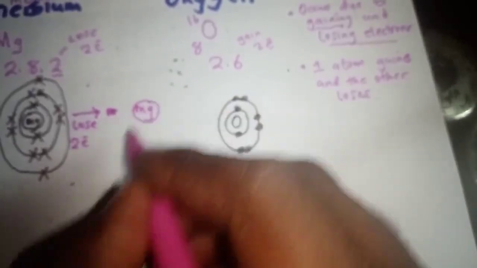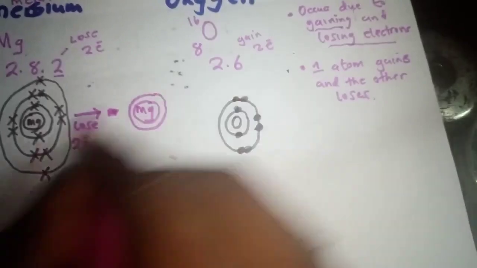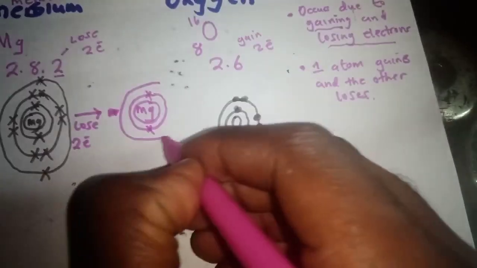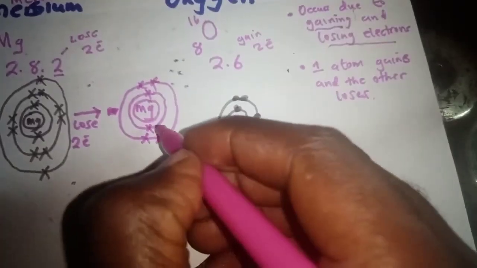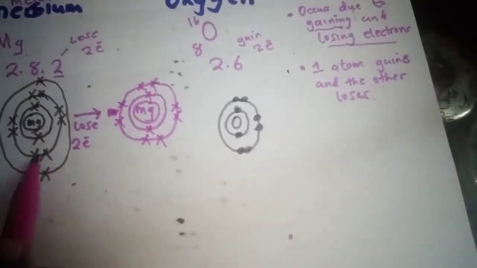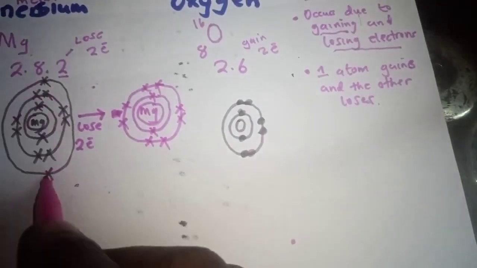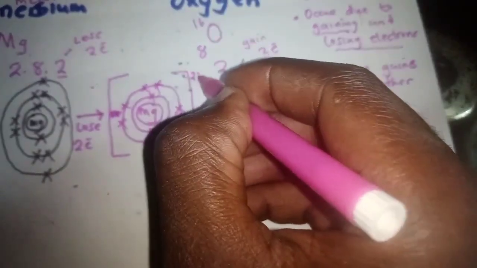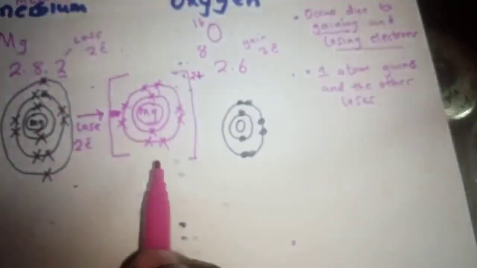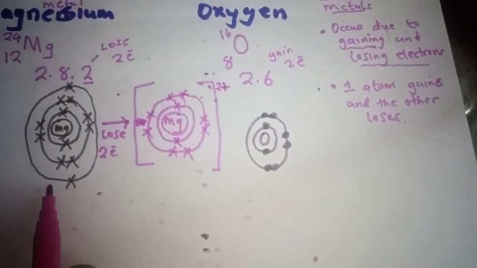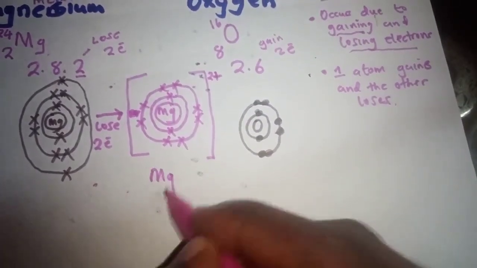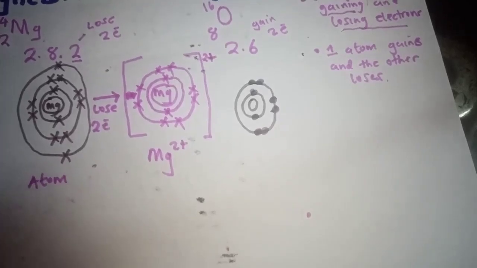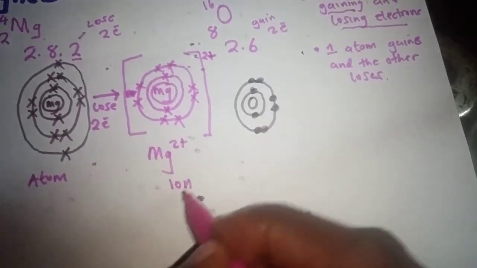Okay, so you're going to get magnesium. First shell, it will have this 2. The second shell, 1 2 3 4 5 6 7 8. Now the last shell we're not going to draw, because these two electrons that are outside are lost. So we're just going to put a 2 plus there. This magnesium has lost 2 electrons, so now it becomes a magnesium ion. This is an atom before it lost electrons; after it loses electrons, it becomes an ion.